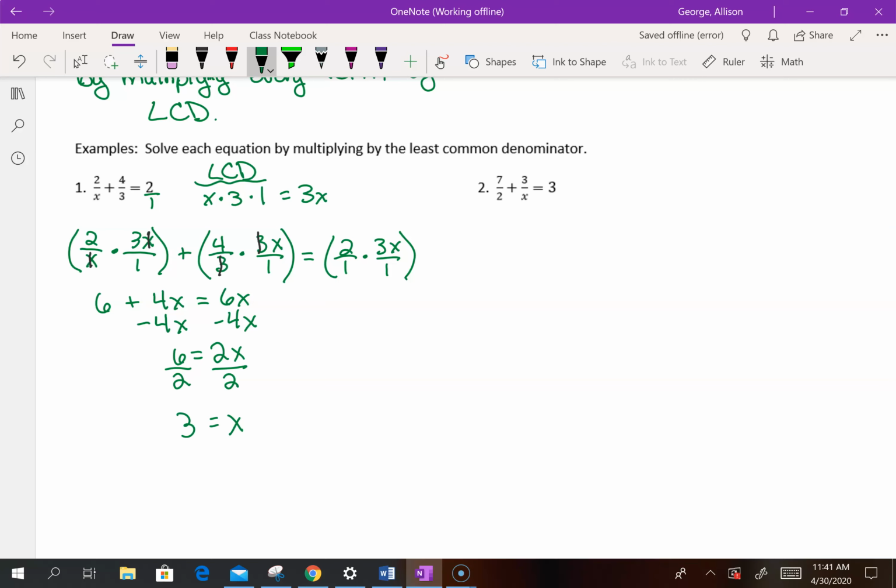Double check your denominators. If I plug 3 in for x, I'm good. It's not going to give me 0. And that's it. So it's just a matter of following those steps every time. All right, so let's look at number 2.